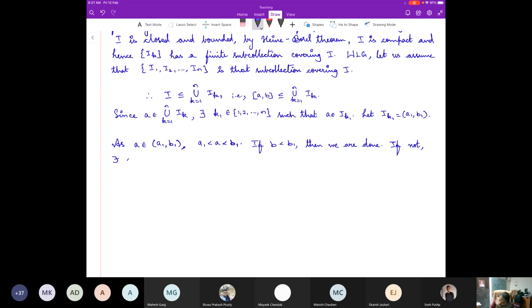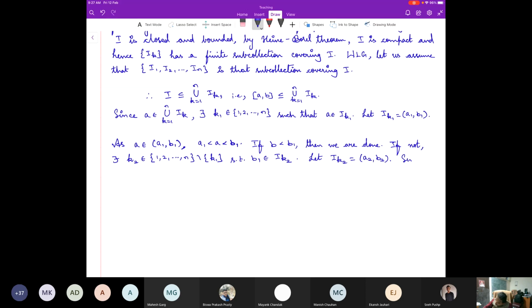there exists K2 in 1, 2 up to N, but different from K1, such that B1 belongs to Ik2. So let me call the interval Ik2 as A2 comma B2. Right.